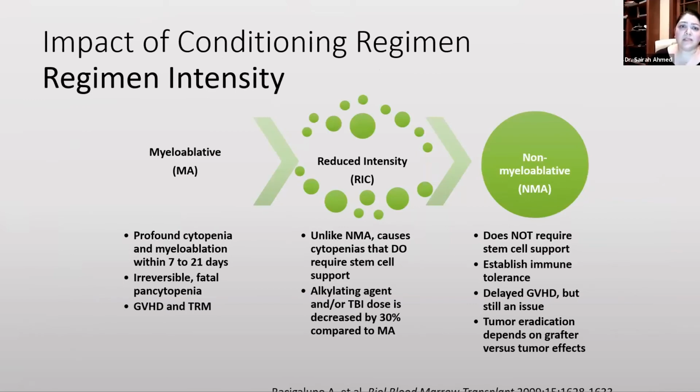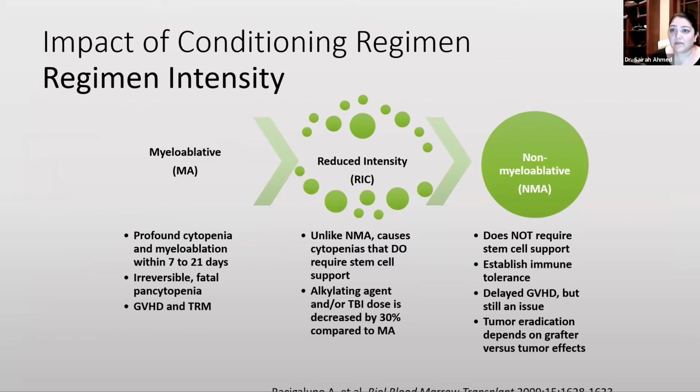As we were talking about assessing the risk of GVHD, your conditioning regimen plays a role in that. So myeloablative regimens, which cause profound cytopenia and completely myeloablate the patient to where they would have fatal pancytopenia without donor rescue, have the highest risk of graft-versus-host disease as well as treatment-related mortality. Reduced intensity regimens do cause cytopenia. They require stem cell support. However, generally they are of lower dose of either TBI or alkylating agent compared to myeloablative regimens.